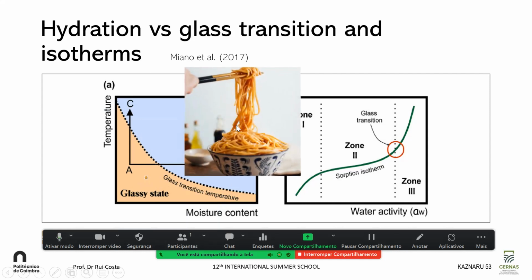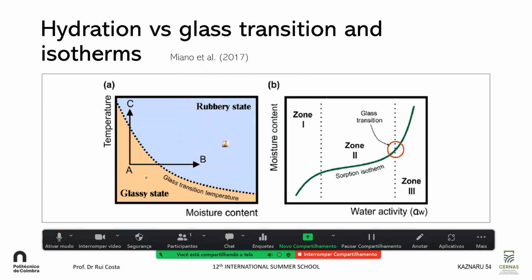When we cook the pasta, we can change its shape. It becomes the rubbery state. That's what happens also with the pulses when they gain water. They go from the glassy state to the rubbery state. Usually that happens, for those who are aware of isotherms. Isotherms have three kinds of shapes.